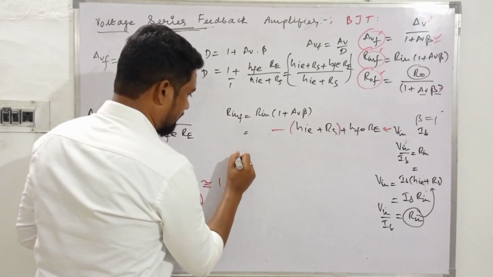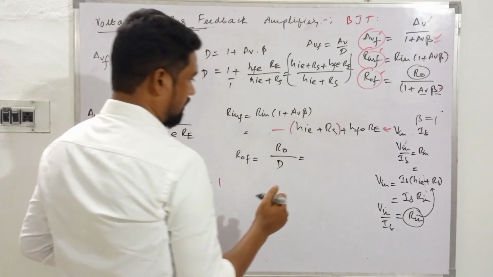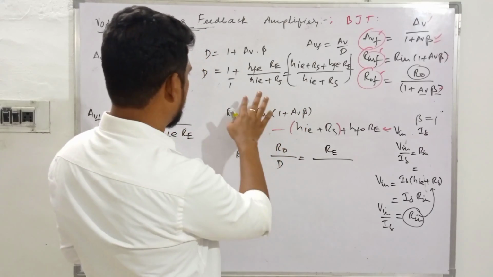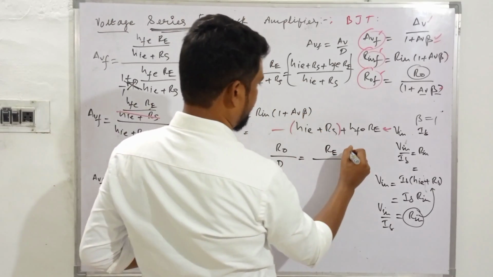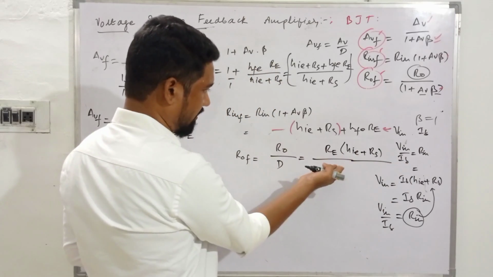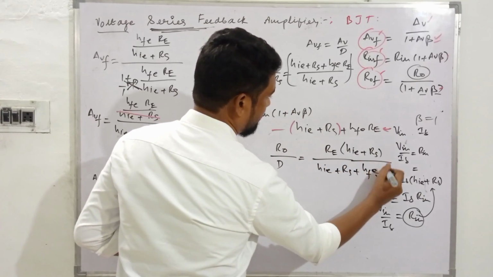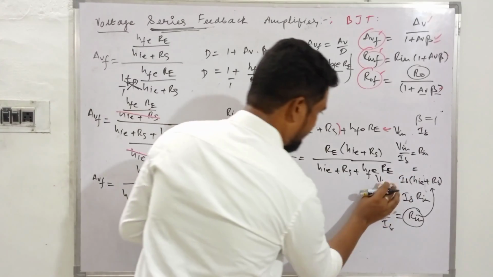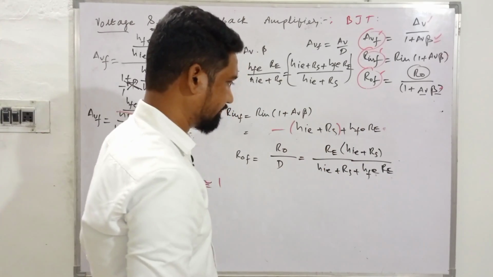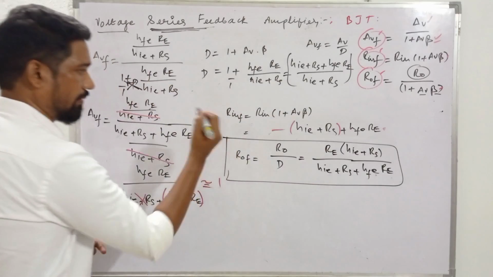Now coming to the third one, R naught F, which is R naught by D, equal to RE. R naught is RE itself, and D is this one, which flips up. So we have HIE into HIE plus RS by D, that is, by 1 plus AV beta, which flips up. So we have HIE plus RS plus HFE RE. Let me erase this away so that you can have a clear picture. We will be left with this one. Any simplification, guys? Yeah, that's it, right? This is the expression for output resistance with the feedback.